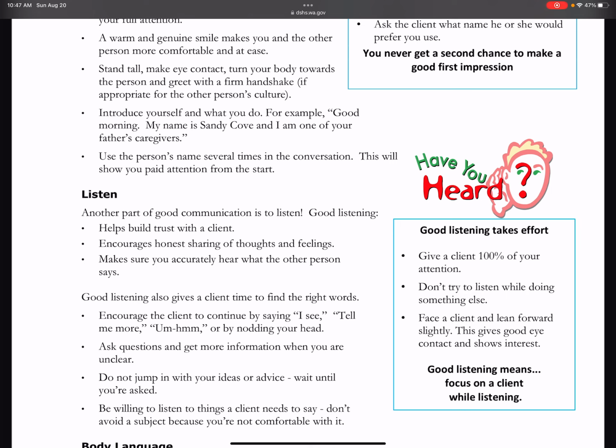Encourage the client to continue by saying, I see, tell me more, or by nodding your head. Ask questions and get more information when you are unclear. Do not jump in with your idea or advice. Wait until you are asked. Be willing to listen. A client needs to say things, so don't avoid a subject because you are uncomfortable with it.